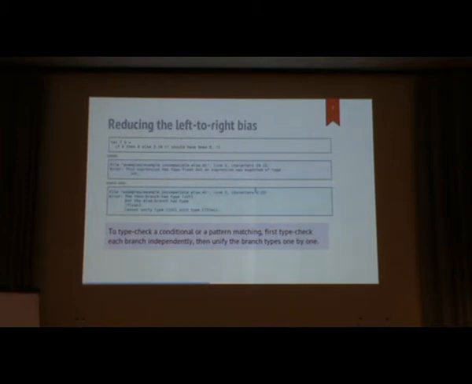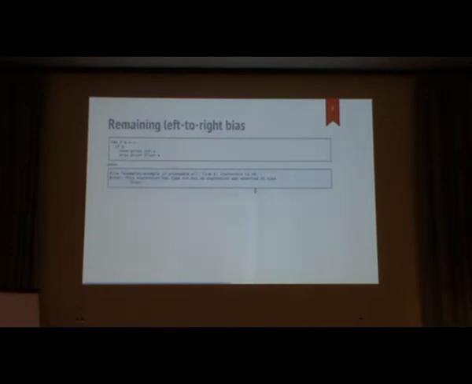So I want to point out that this doesn't remove all the left to right bias. Is that your question? No. I say the branches up to now have type int, and this branch has type float. Okay, so there remains nevertheless some left to right bias.